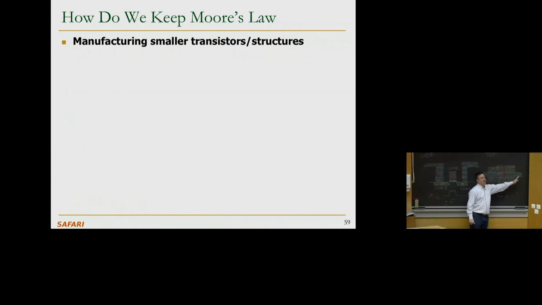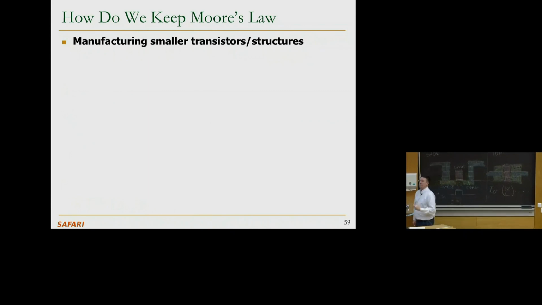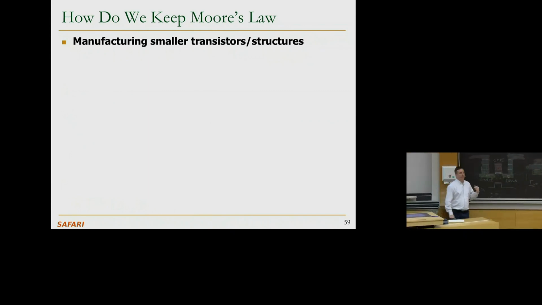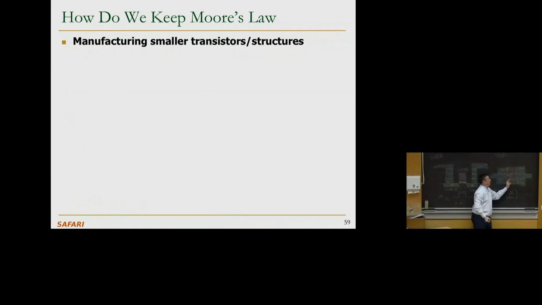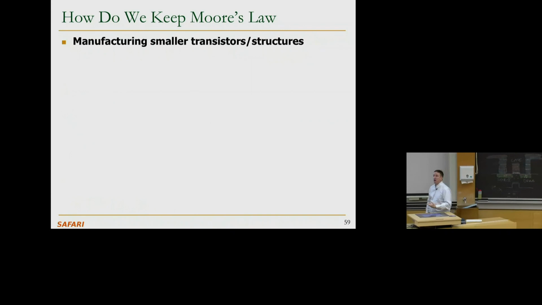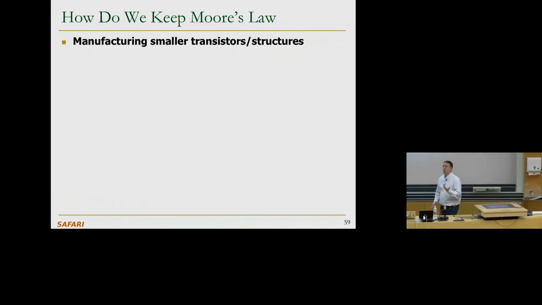When you talk about technologies, you usually refer to the smallest thing you can manufacture. When you talk about a 7 nanometer technology, it means that this dimension, the length of the gate, for example, is 7 nanometers. That's a tiny, tiny thing. And if you can make these dimensions smaller, then you can put more transistors into the same chip area. This is the basic premise.